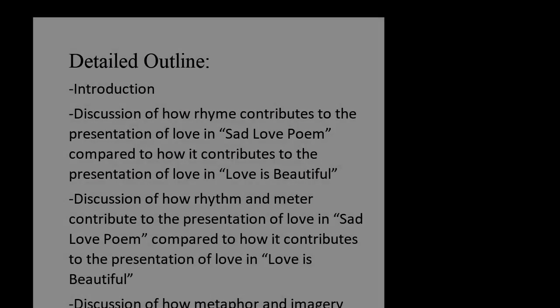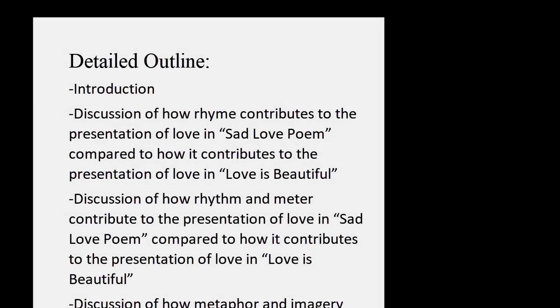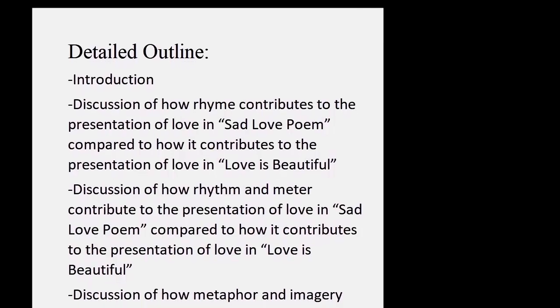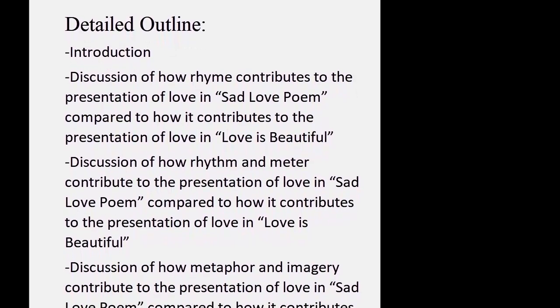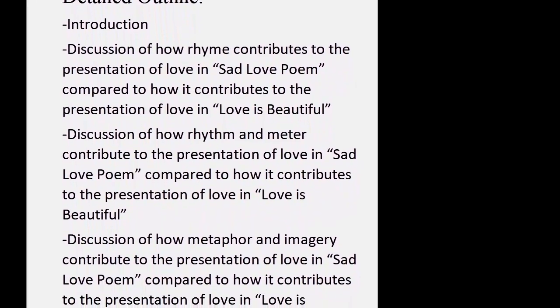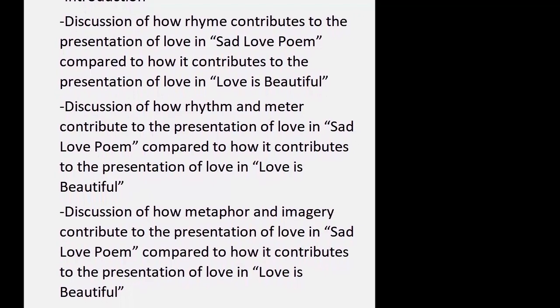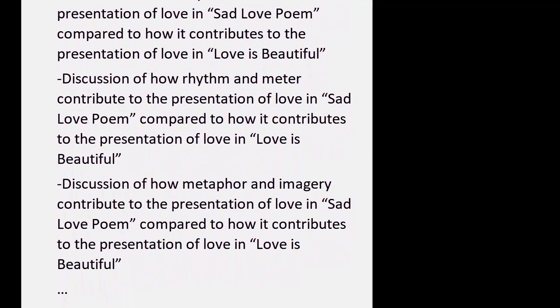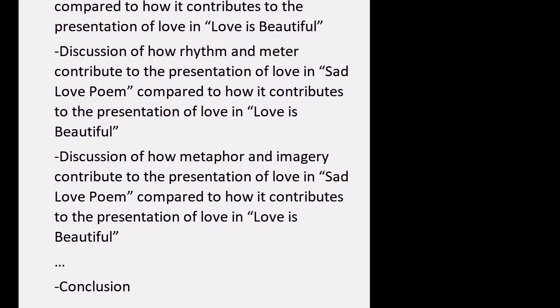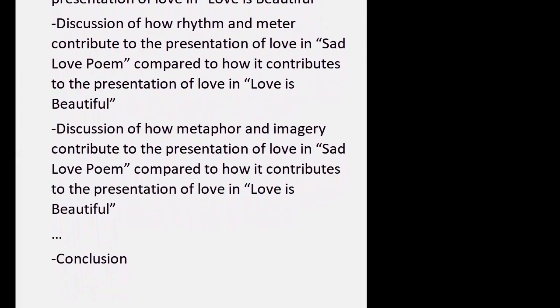A more precise outline of the structure, then, would look like this. Introduction, discussion of how rhyme contributes to the presentation of love in Sad Love Poem compared to how it contributes to the presentation of love in Love Is Beautiful, discussion of how rhythm and meter, etc., until the conclusion. As you can see, the outline is now becoming so wordy that it begins to look like a small essay in its own right. From here on out, it would be fairly easy to finish the discussion and comparison of the two poems.